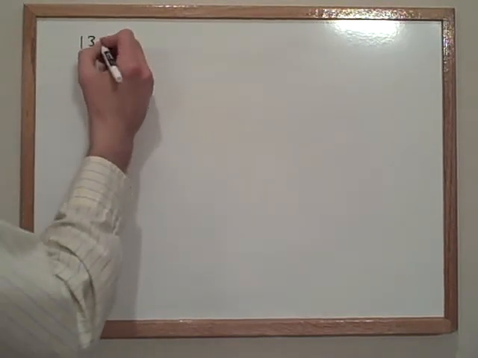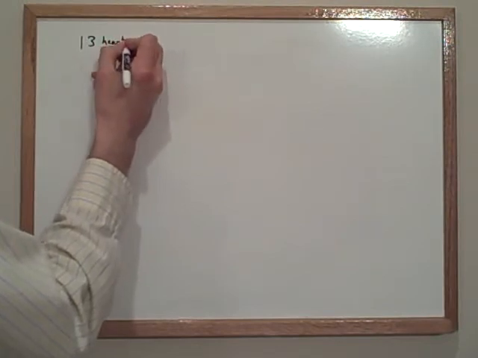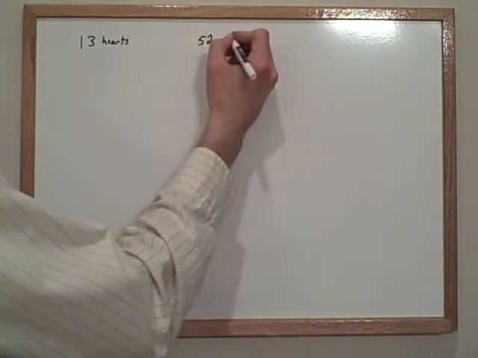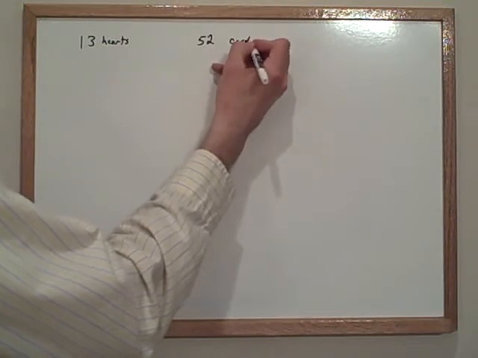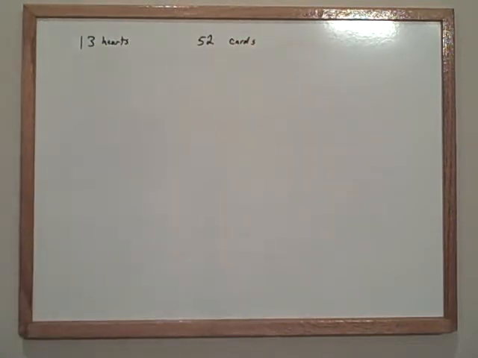Okay, so let's do the first problem. The probability of randomly selecting 5 hearts from a deck of cards. We're going to use a standard deck of 52 cards, and there are 13 hearts, and there are 52 cards. And we're assuming they're shuffled well and all that good stuff. So 13 hearts and 52 cards. Knowing that, we're going to see what the probability is of selecting 5 hearts.